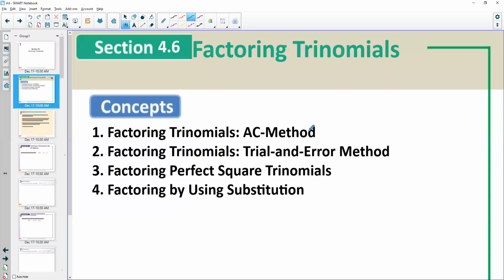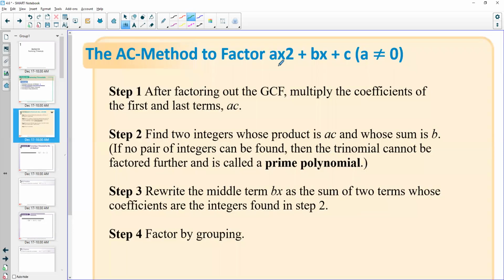All right, so in this section, we're going to use the AC method. We'll talk about trial and error, but we have the AC method, so we'll get there. And then we're going to do perfect squares and substitution. So the AC method is super important.